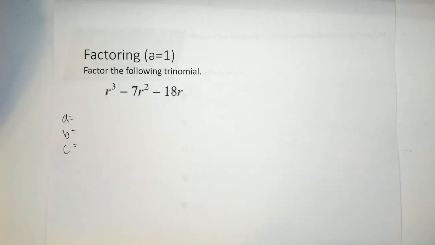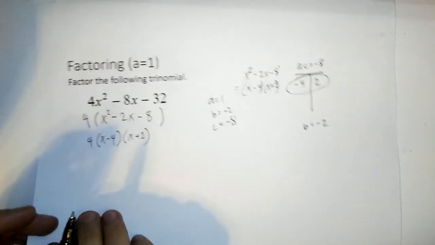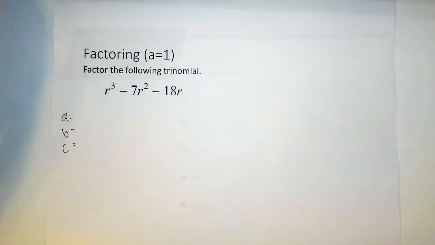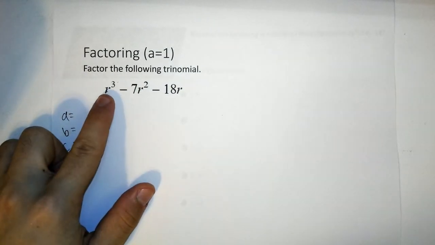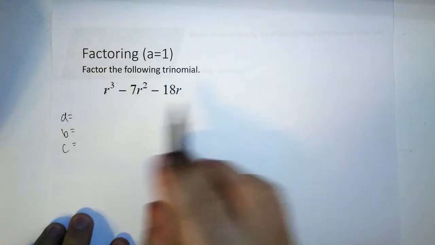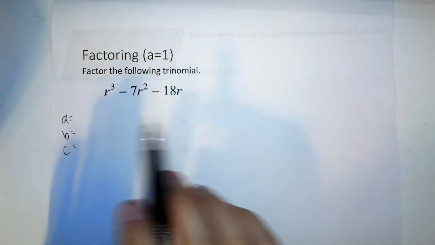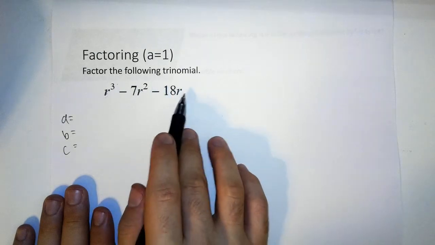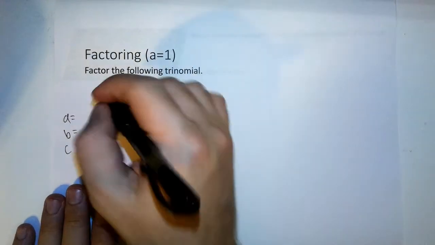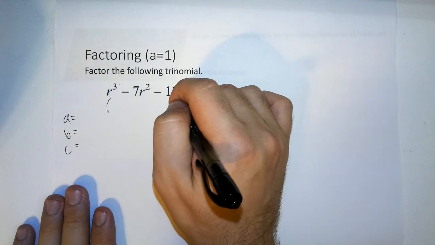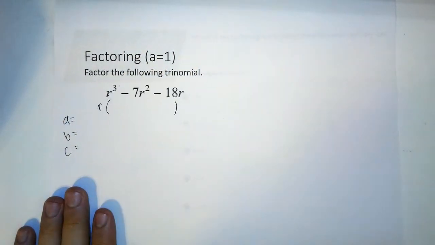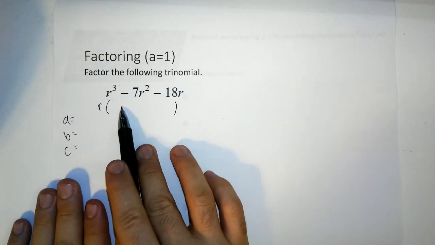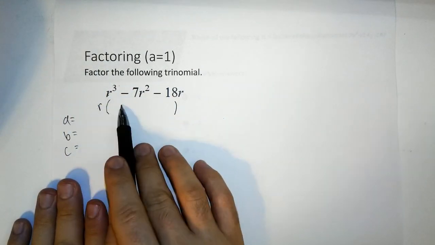Well, it's going to be very similar to the previous method where we factored something out, except this time, the thing we factor out is going to be a variable. Notice, can I factor out an r? Yes, they all have r's in them. So I'm going to factor out an r. I write my r on the outside. Now what do I write on the inside? I write what would multiply to the thing above it. So r times what equals r cubed?